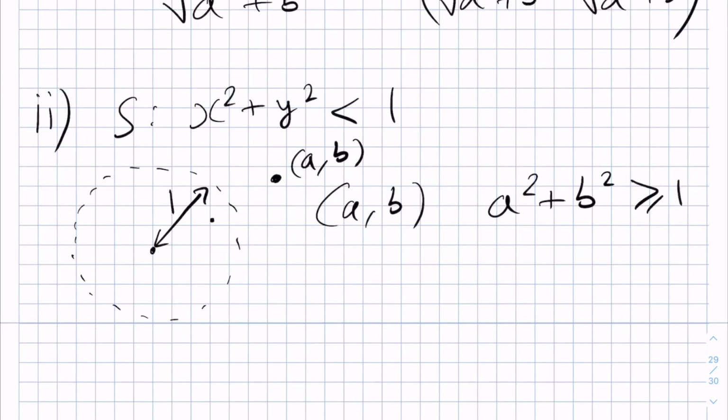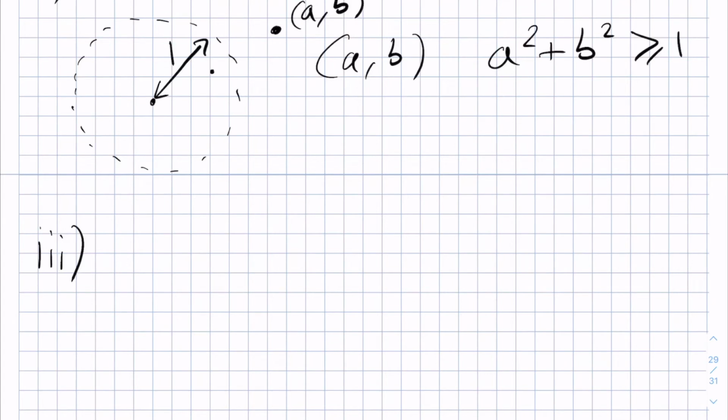So this is an example that you can use to answer this question without any further justification. All you need to do is write down the set that we have here, as well as a point that would work. And you can even just write the point AB, as long as you write that a squared plus b squared is greater than or equal to 1.